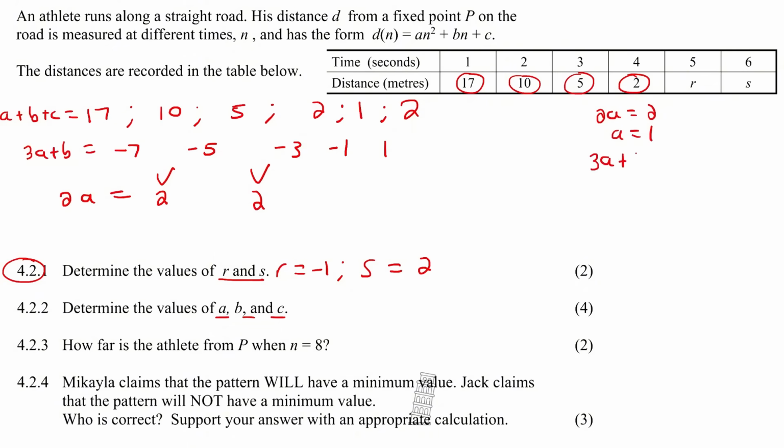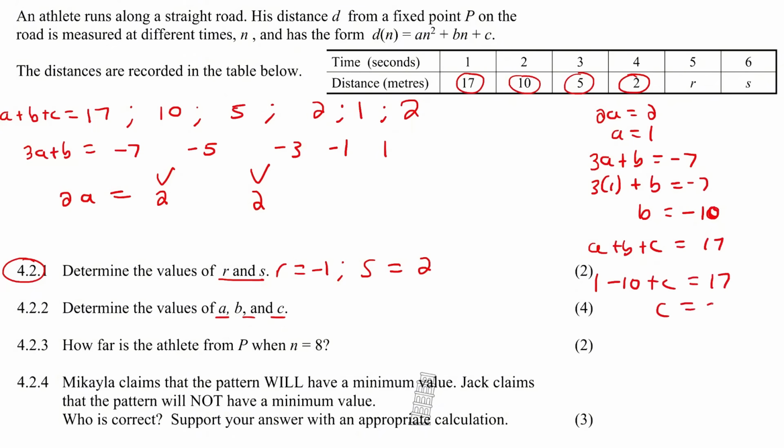If we say 3A plus B must be minus 7, but we already know that A is 1, then if we solve for B, we should eventually get minus 10. Then if we say A plus B plus C must be equal to 17, we fill in A as 1, we fill in B as minus 10, and then if we had to go work out C, you should eventually end up with 26.